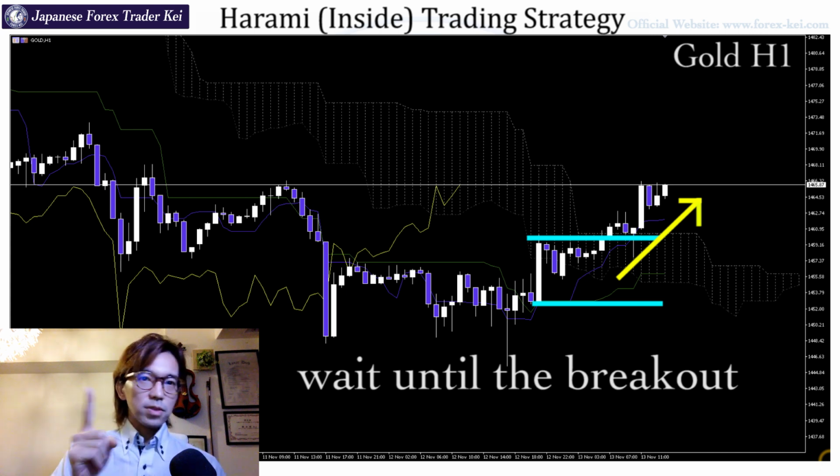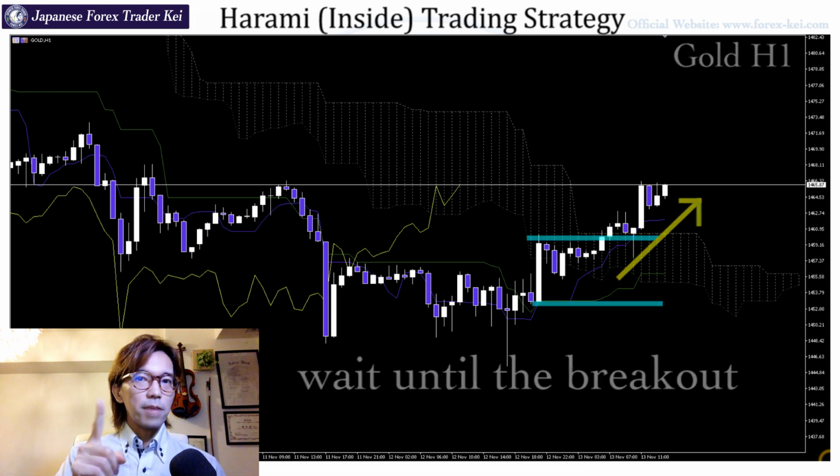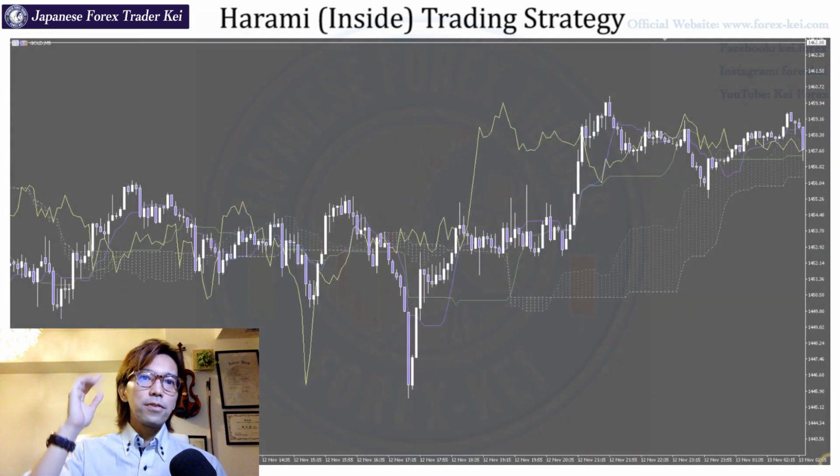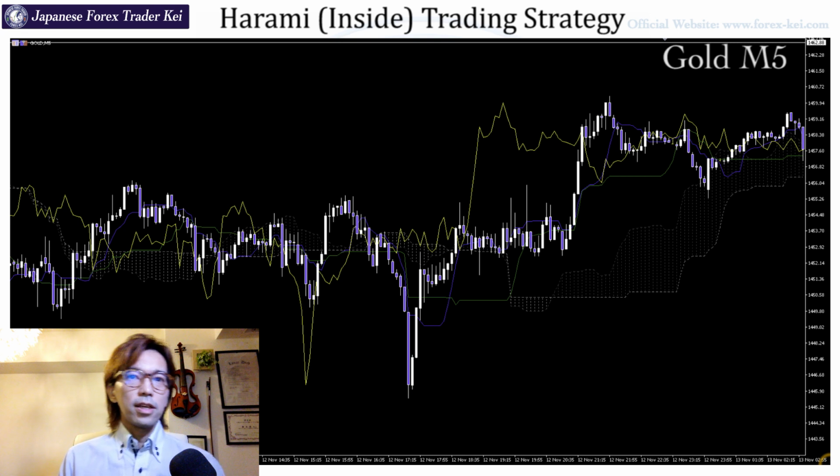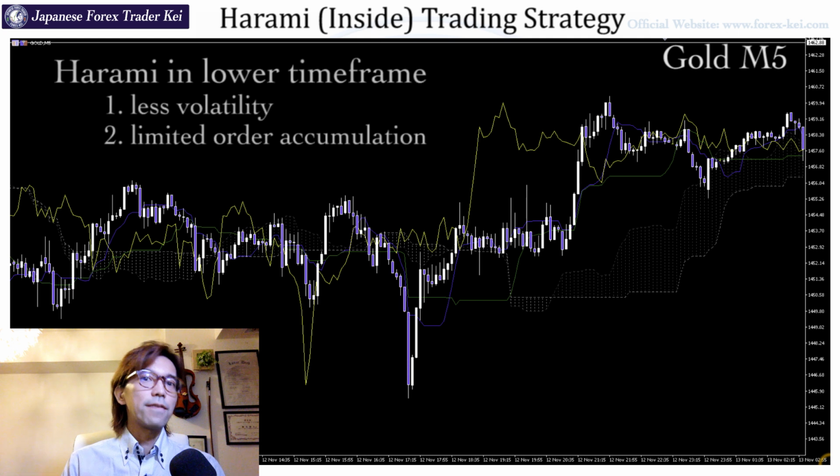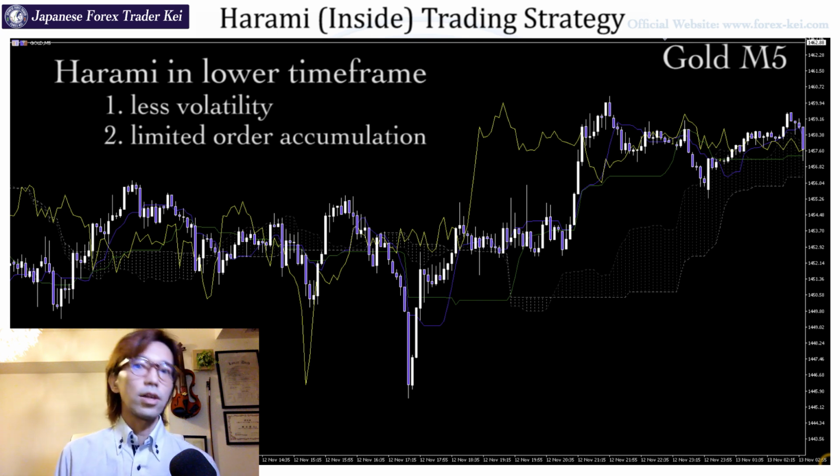Now here's a rule. When you look for Harami, look for it in the 1 hour time frame or above. Because if you take a look at this 5-minute chart and look at the market, there are lots of Harami, right? But you cannot trade with them, because first of all, there is less volatility in the 5-minute chart than in higher time frames like 1 hour or daily. So it's hard to get a trade chance unless you just stick with the chart the whole time.